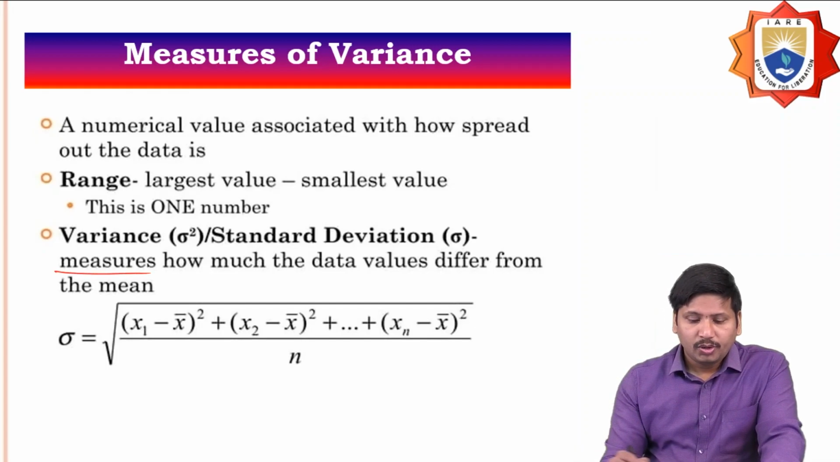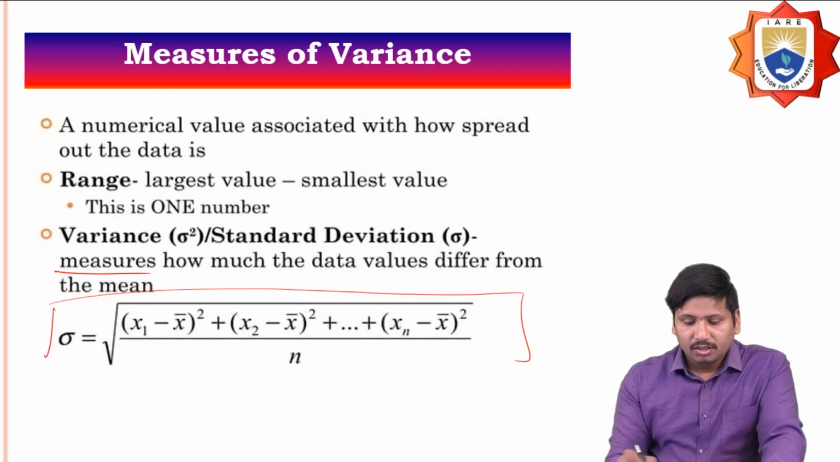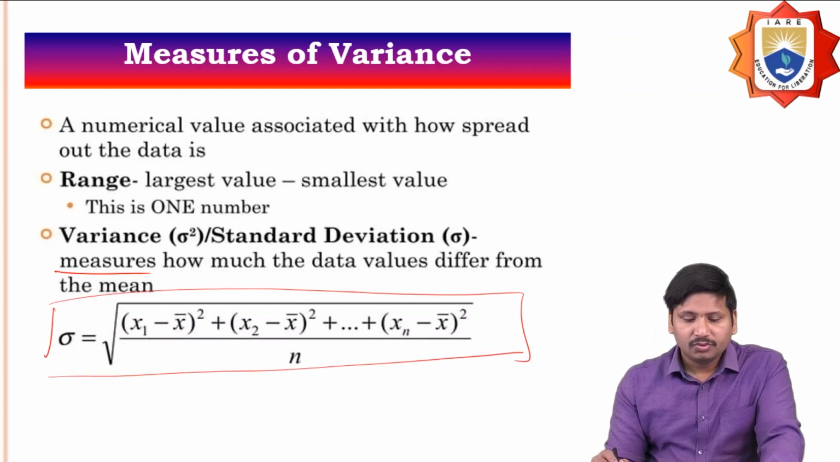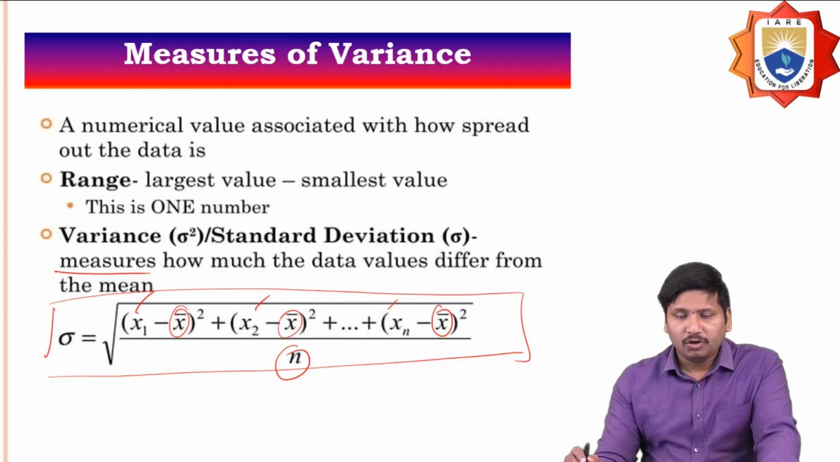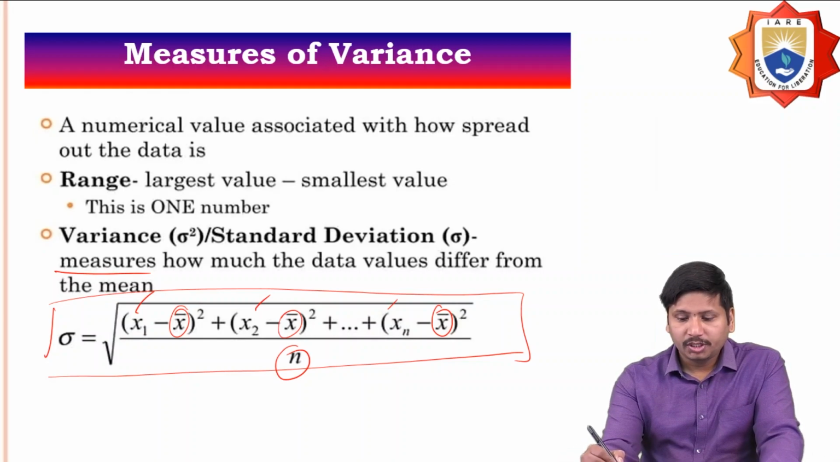For that we have an equation for the standard deviation: the square root of x1, x2, and so on up to xn, where we subtract the mean value from each and divide by the total number of values. So here I can calculate the range as well as the variance and the standard deviation.